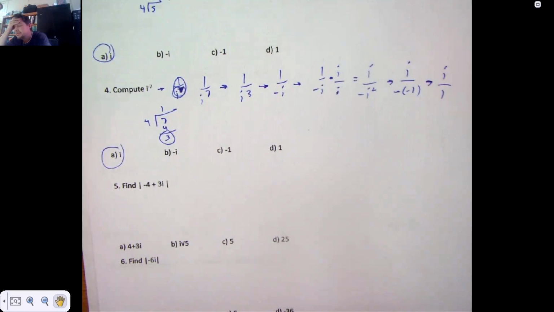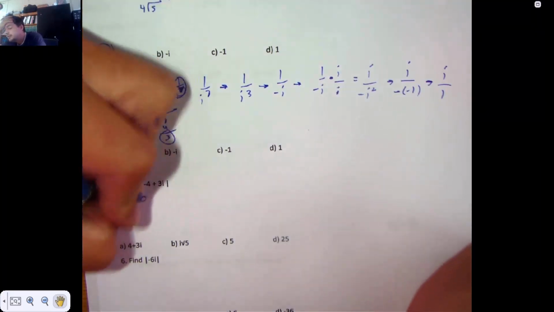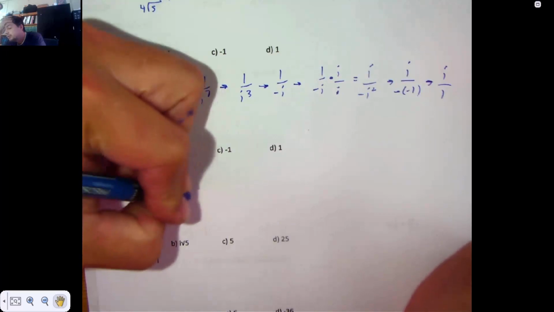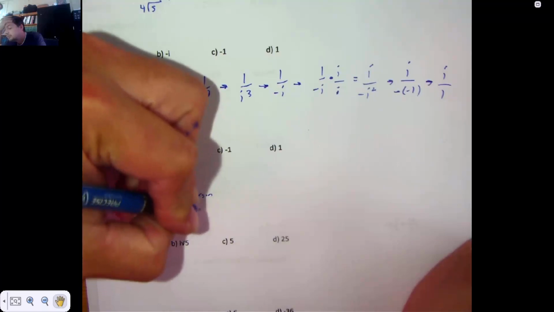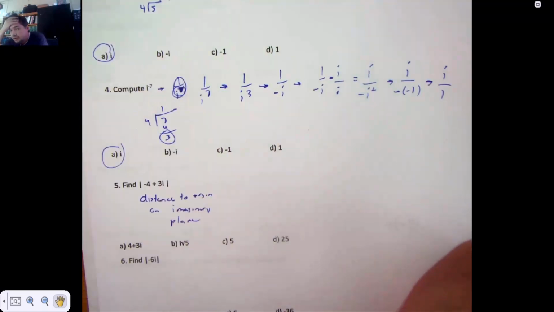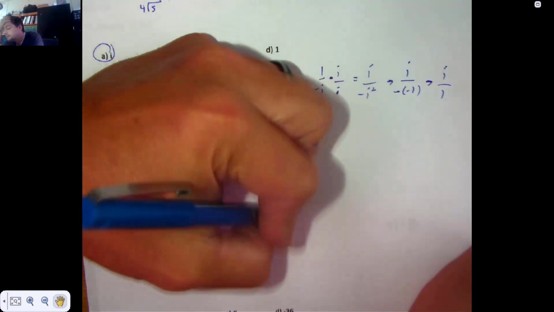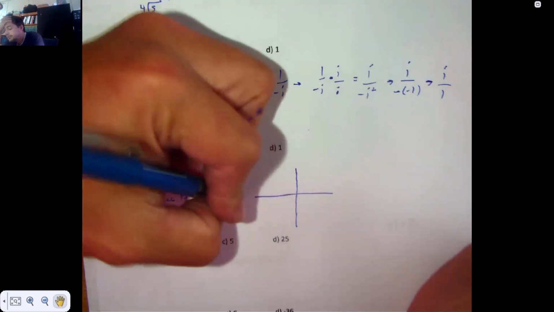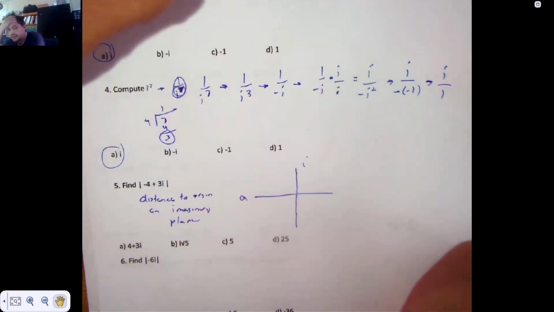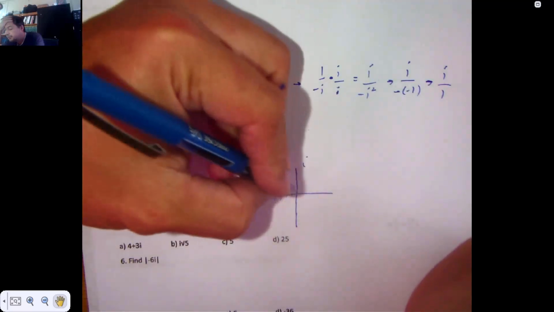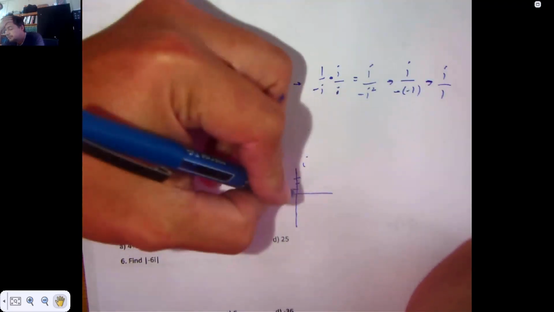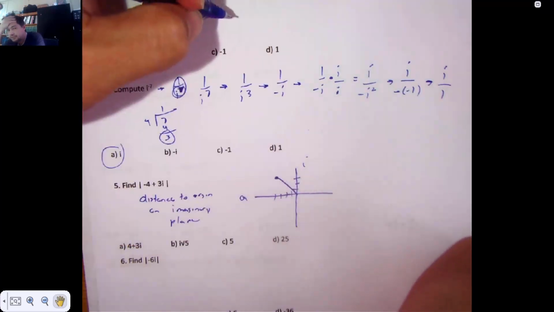Number 5 is finding the absolute value of a complex number, and so many of you picked the choice that I knew you would pick, and it was wrong. This is the distance to the origin on the imaginary plane. I did a video where I explained this. This is the real axis, and this is the imaginary axis. So I go back 4, then I go up 3. Here's where the point is. This would be the distance to that point.